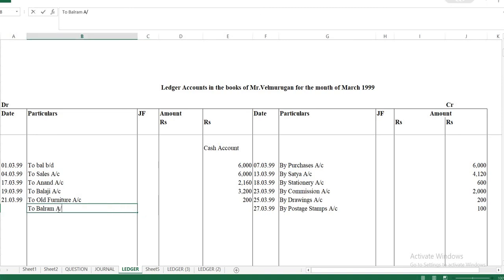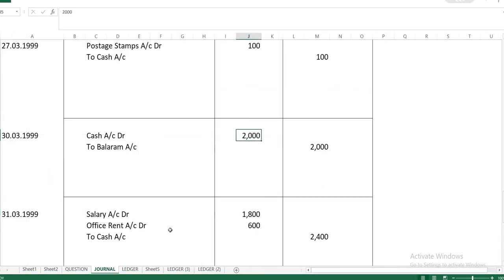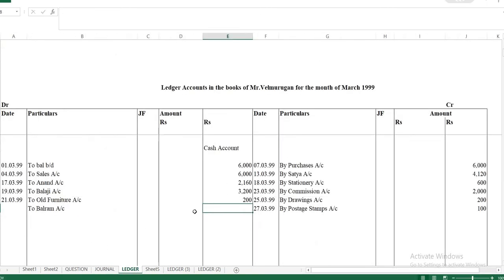So cash to Balram account, that amount of what you are going to receive, 2000 rupees. 2000 rupees you just mention on the debit side. Since you are receiving, it comes under the debit side. Since you are paying, it goes under the credit side. Cash account பொறுத்த வரைக்கும்.